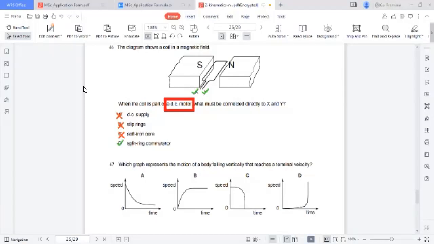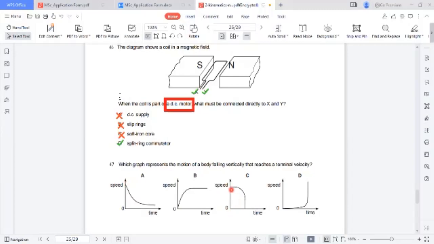Okay, next is 47. Which graph represents the motion of a body falling vertically that reaches the terminal velocity? Terminal velocity, we know that it's a constant velocity. So when an object falls, its initial speed is 0. With the passage of time, its speed increases, and then it becomes constant when it reaches terminal velocity. So look at the graph in case of A. It says initially it has maximum speed, then with the passage of time its speed is decreasing. That's wrong, because initially the speed of the falling object is 0.